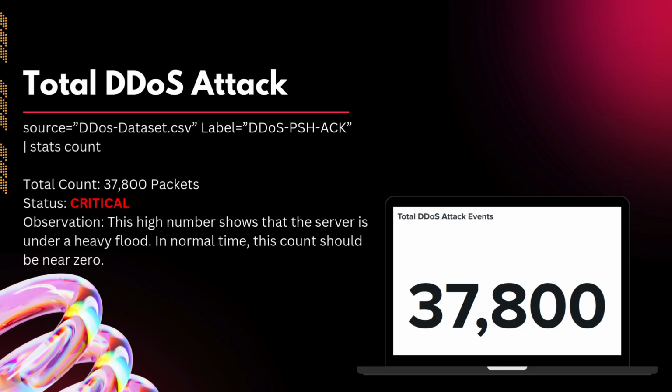For our first dashboard panel, we want to know the total attack volume. By using this query, we filter only for the DDoS PSH ACK label. As you can see, the result is 37,800. This is a huge number. This metric tells the SOC team that we are not just having a small connection issue, but a massive coordinated flood is hitting our network right now. We use a single value visualization so the admin can see the danger immediately in red color.